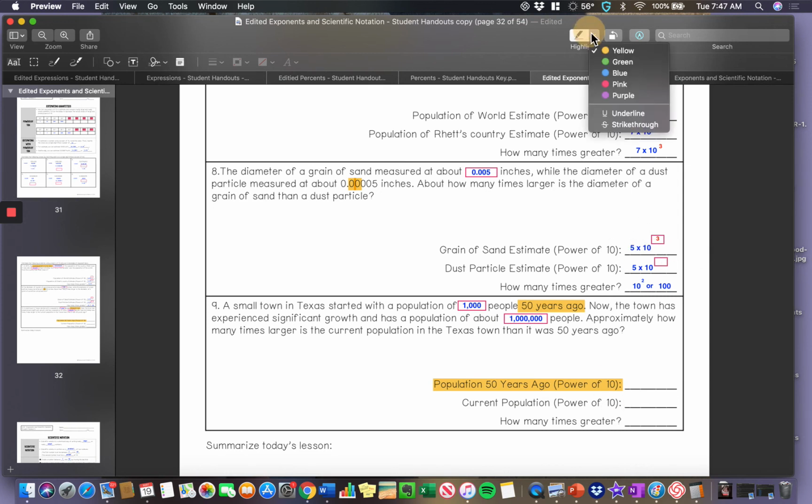All right, and then the next example was the growth of the population, right? So the current population is right here at 1 million people. All right. And then how many times greater? Well, I can even kind of see that I have 3 more zeros than this problem. So I already kind of know that it's going to be whatever you think.